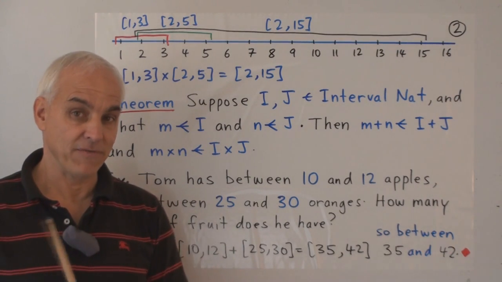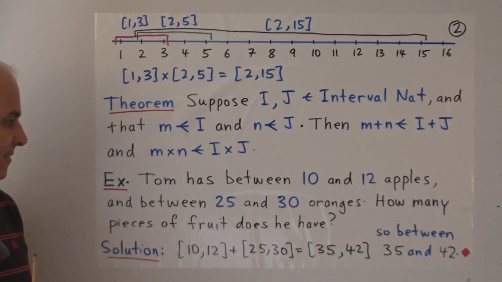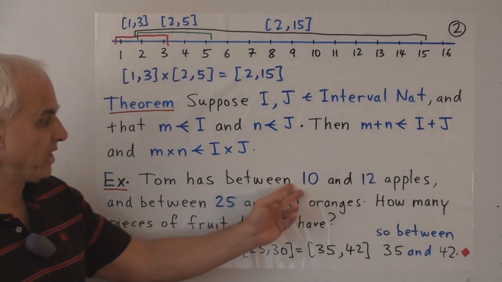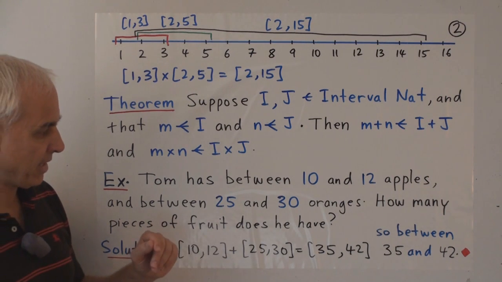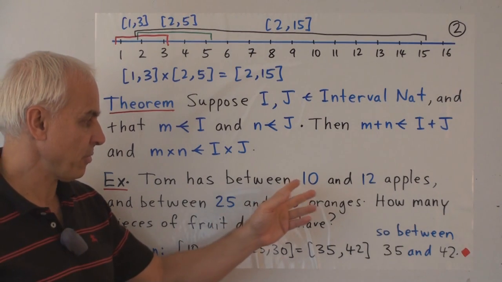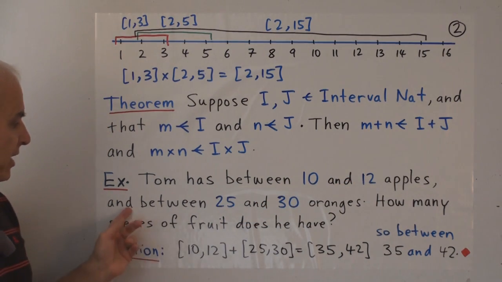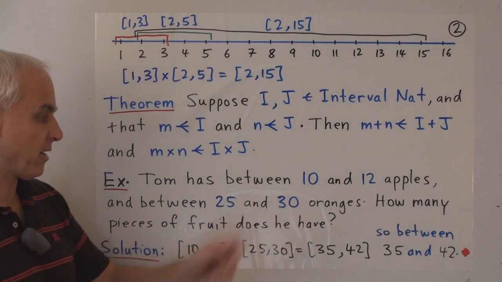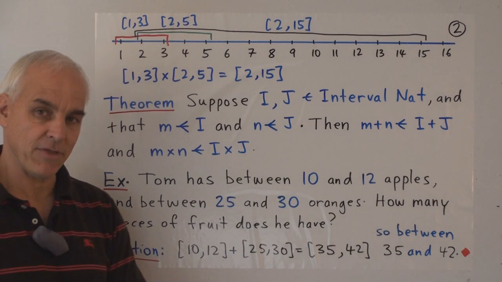So let's have a look at a few examples of how we might use this interval arithmetic. Suppose that Tom has between 10 and 12 apples. And when I say that, I mean he could have 10, he could have 11, or he could have 12. So between means including 10 and 12. And that he also has between 25 and 30 oranges. Then how many pieces of fruit does he have altogether?